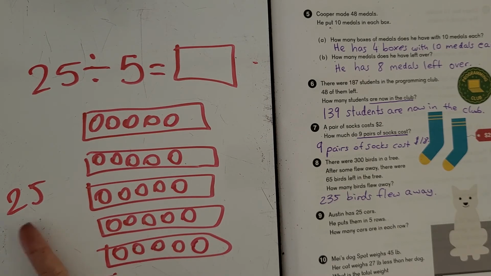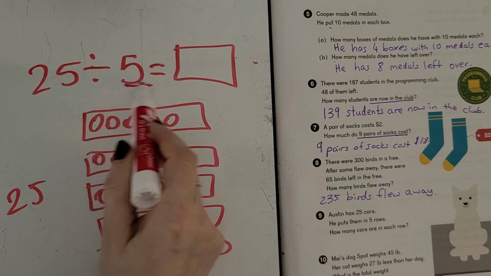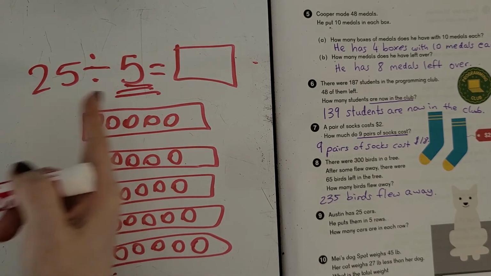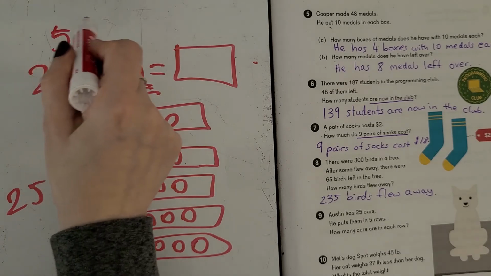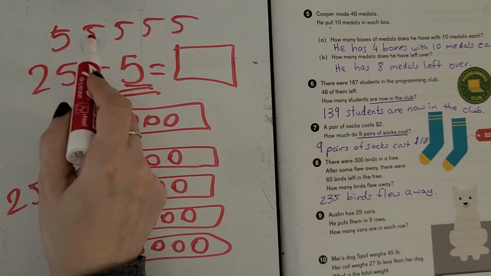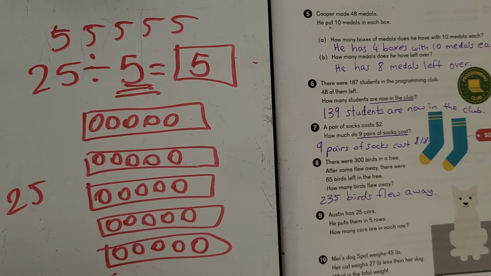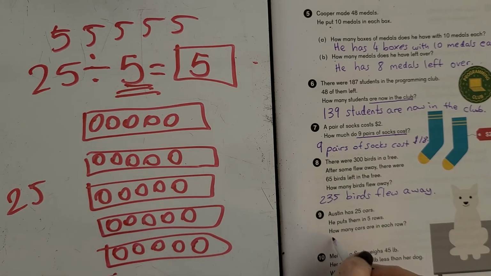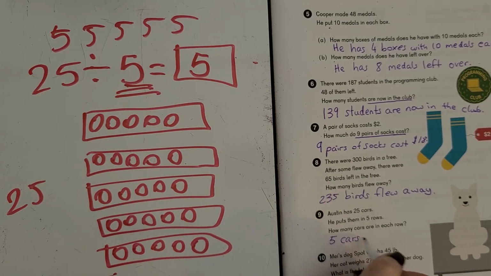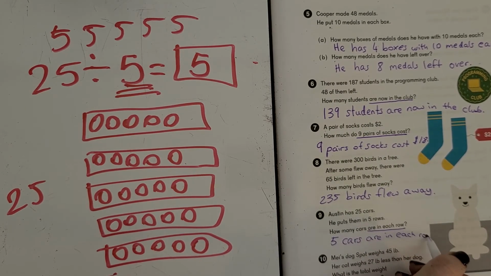I can stop because I came to 25, and then I can count to see how many cars are in each row, 5. Or you could have counted by 5s, see how many 5s are in 25. You could have said 5, 10, 15, 20, 25, and then checked how many 5s did you count. 1, 2, 3, 4, 5. Or you could have said 5 times 5 is 25. Whichever answer helps you get to the answer quickly. So how many cars are in each row? 5 cars are in each row.